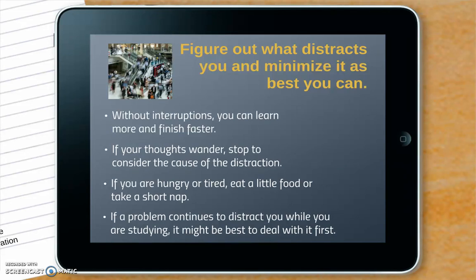If a problem continues to distract you while you are studying, it might be best to deal with it first. Otherwise, write it out on a sheet of paper and deal with it when you have finished your schoolwork.